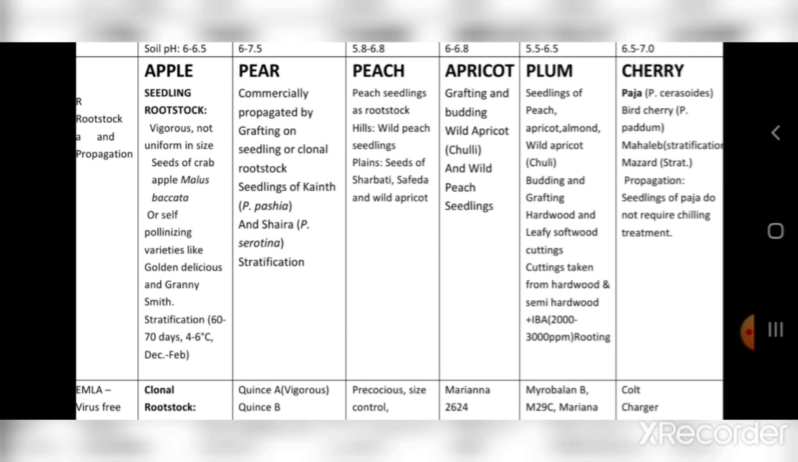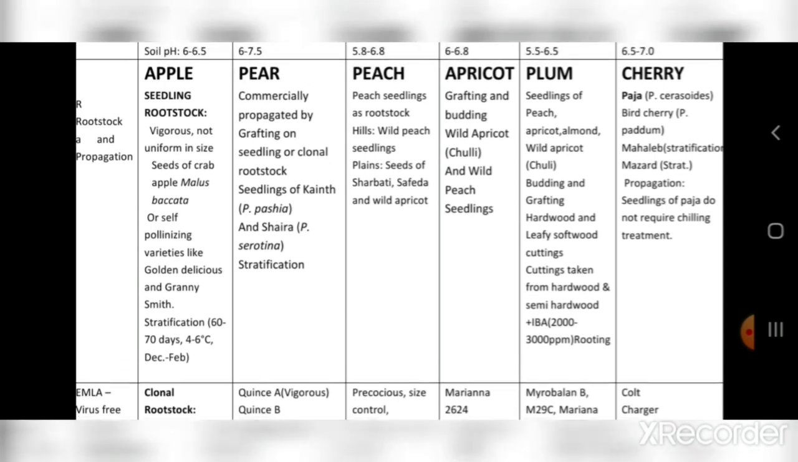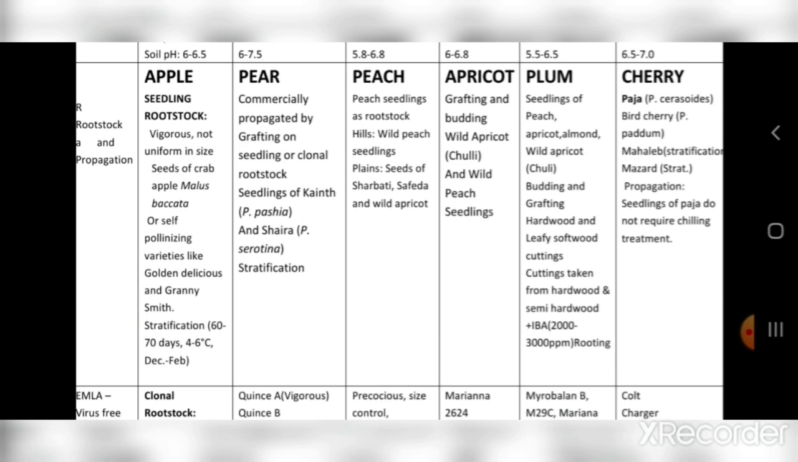Then comes pear. It is commercially propagated by grafting on seedling or clonal rootstocks. So here seedling rootstocks of pear are Kainth, that is Pyrus pashia, Shiara, that is Pyrus serotina, and stratification can be done. Then is the peach. Peach seedlings as rootstock are used. Hills, wild peach seedlings; plains, seeds of Sharbati and Safeda and wild apricot can be used. In case of apricot, grafting and budding can be done. Seedling rootstocks are wild apricot Chulli and wild peach seedlings.